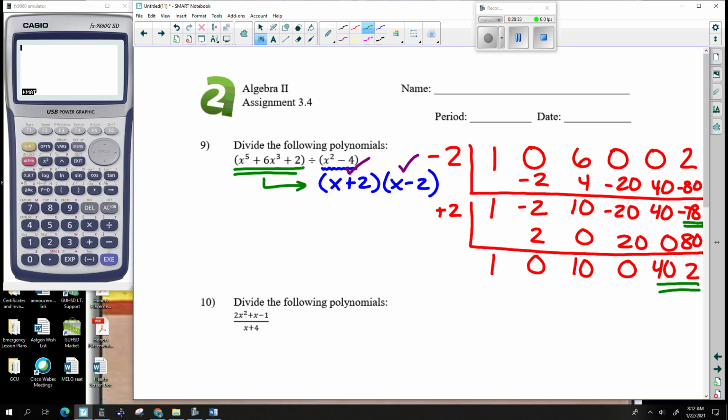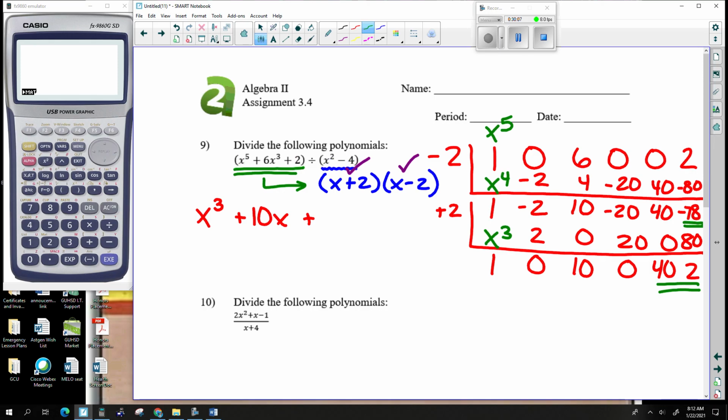Okay, so the original problem was an x to the 5th. That means this first answer technically would be an x to the 4th. This answer is an x to the 3rd. Okay, so my answer begins with an x to the 3rd. So it's 1x to the 3rd plus 0x squared plus 10x plus 0. Okay, plus the remainder.